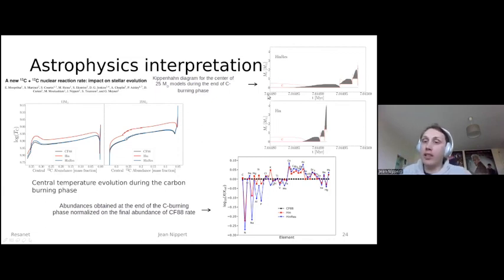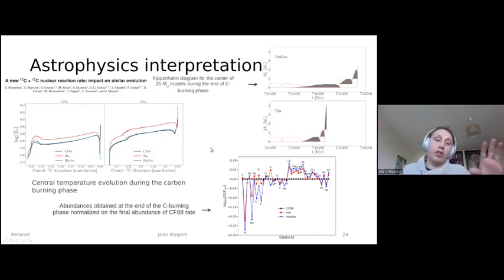Basically you can see here the distance inside the star, with respect to the year, so to the time. And the information we have with that is that the carbon burning phase is almost twice shorter than for the hindrance plus resonance. So this is the main impact for the star evolution.